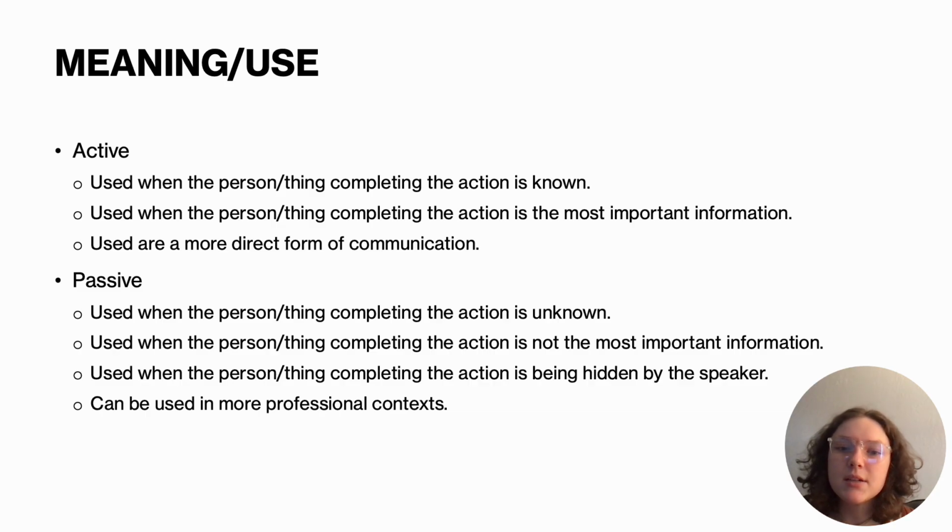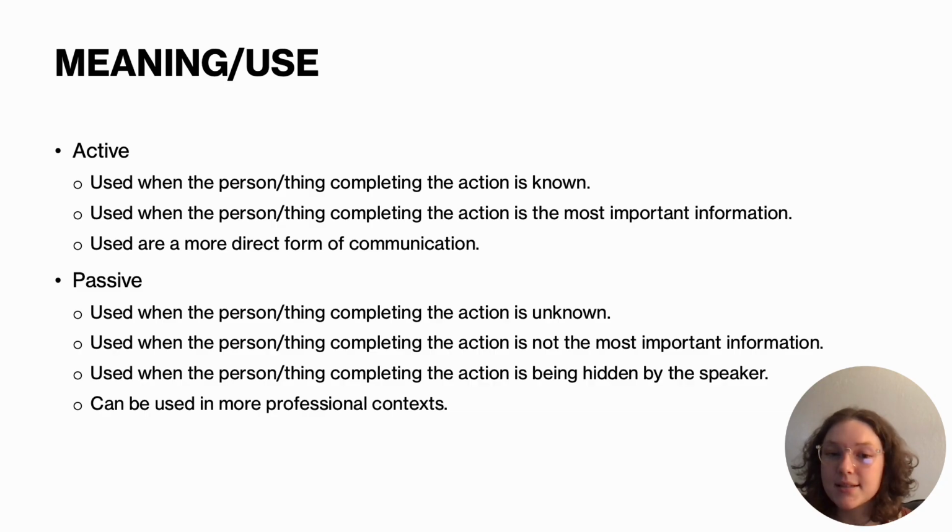So active sentences are used when the person or thing completing the action, or the agent, is known, and used when this agent is the most important information. And then also it's more of a direct form of communication. You'll see this a lot in informal contexts, people just sort of talking here and there.